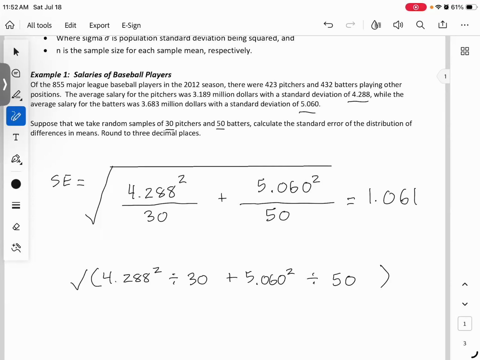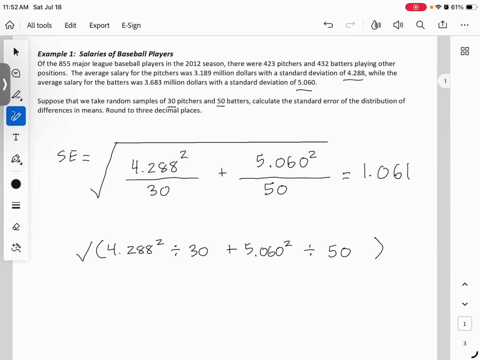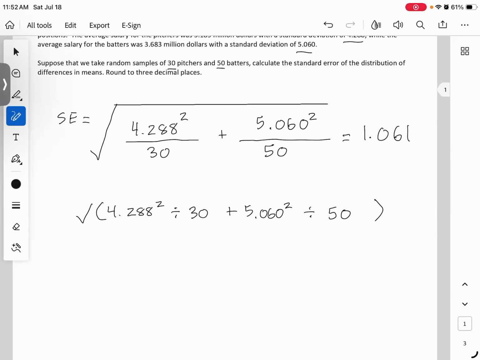That's all the first page is. It's just introducing this for us. And yeah, if we were to use larger sample sizes, that standard error would decrease.